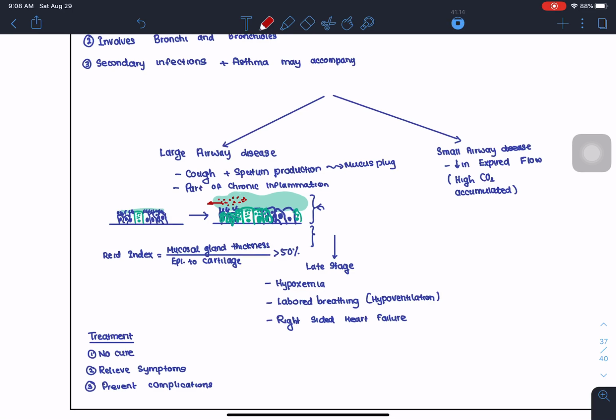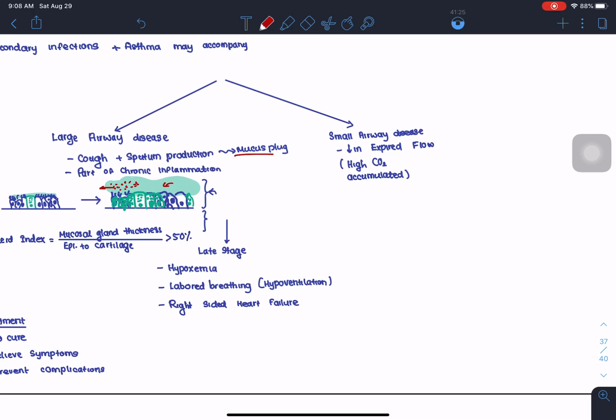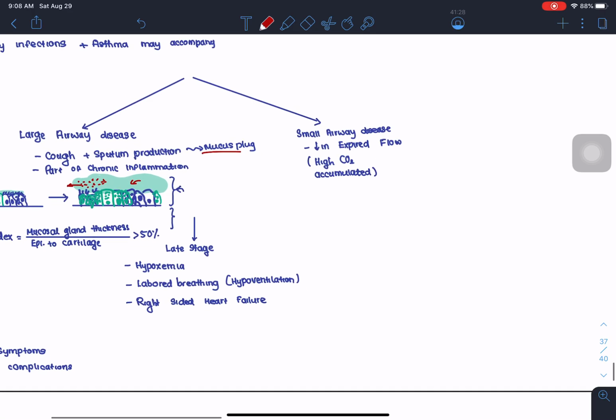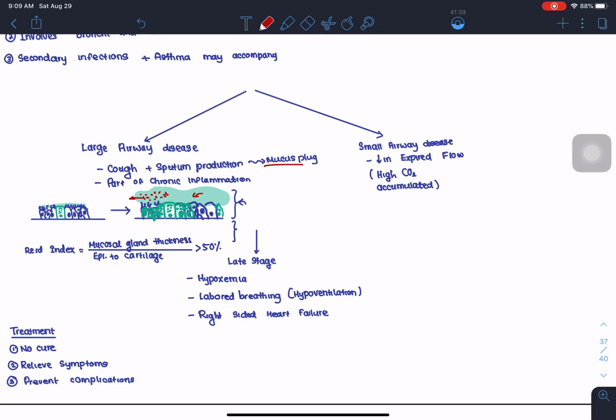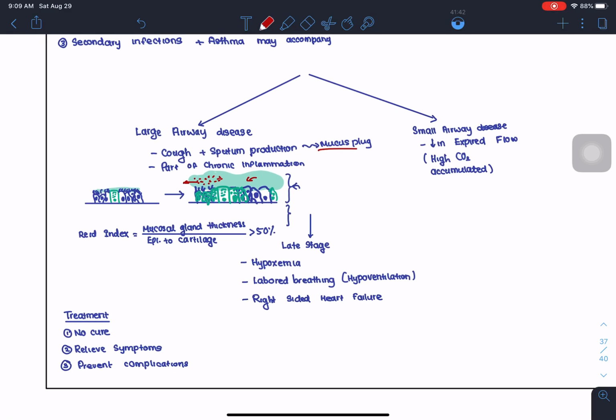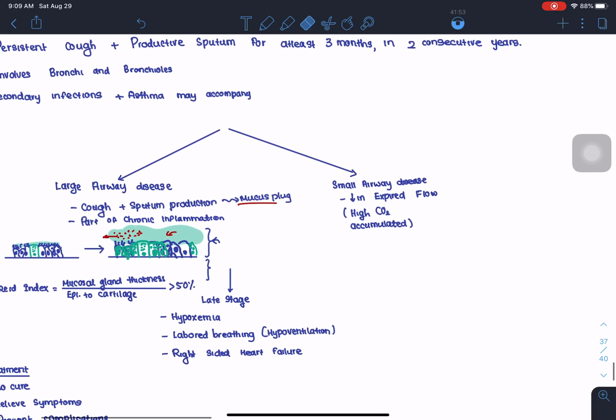So when it comes to the large airway diseases, there's going to be a mucus plug. This is the mucus plug which is produced, and it is a part of the chronic inflammation. Now, with all of this, there is going to be a decrease in expired flow. So the expired air cannot leave the body. That is called small airway disease. Large airway disease, because their main function is sputum mucus production, you get the mucus plug. And because of that, in the smaller airways, there's going to be a decrease in expired airflow.